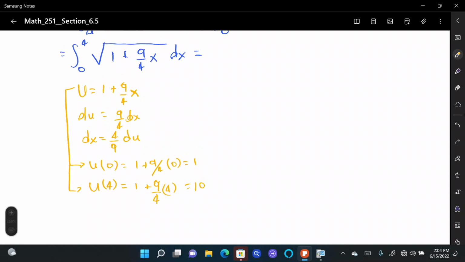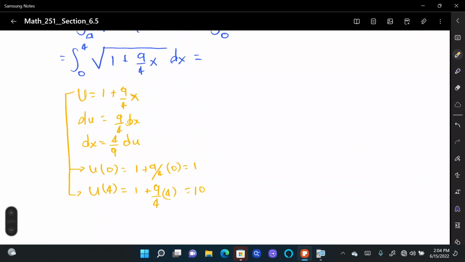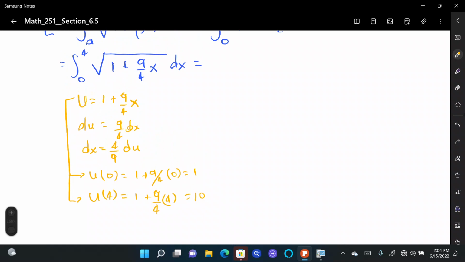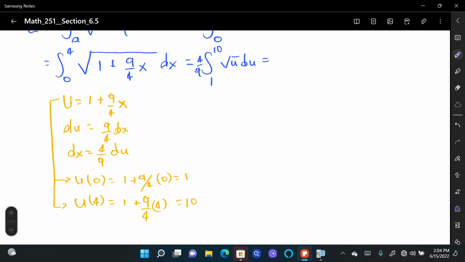So, our new integral in terms of u will be, the new limits are going to be from 1 to 10, and that's the square root of u with respect to u. But don't forget that factor 4/9. I'm going to write it just outside of the integral. That's fine. We can do that in that same step. Well, of course, we cannot just integrate the square root of u. We need to rewrite this in rational exponent form.